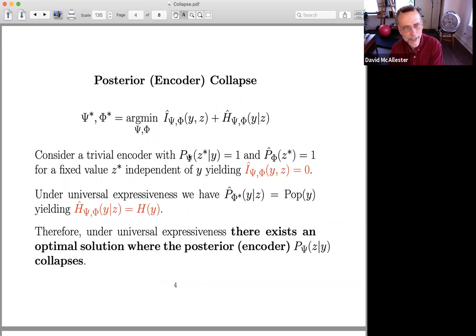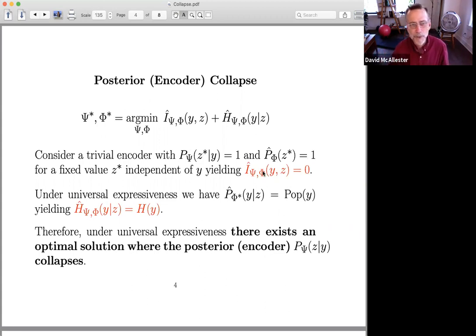And I'm going to consider the case where the encoder, this is the encoder distribution, right? It's taking y and encoding it as z, does something trivial. It just picks a single value of z and always outputs that value independent of y. And in that case, the marginal is trivial too. The marginal just has probability 1 on that one element. So we're considering the case of a completely degenerate encoder.